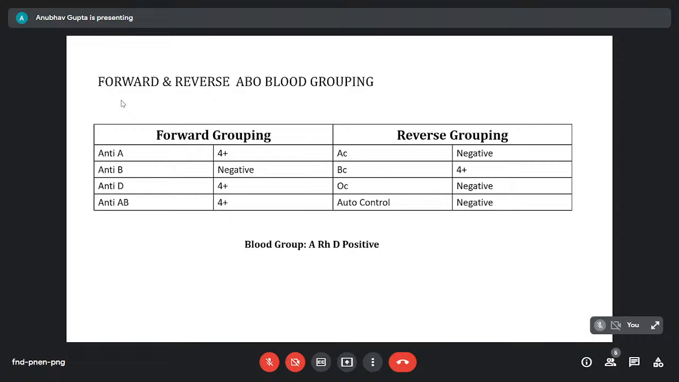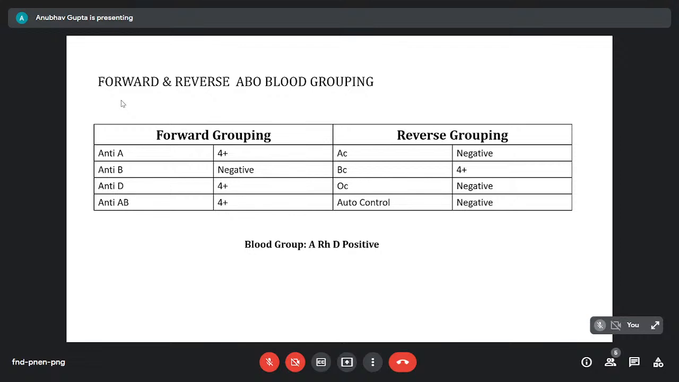Anti-D tells about the D antigen, and basically we are cross-checking the A antigen with anti-AB. So if A antigen is present, anti-AB will give the reaction. If B antigen is present, it will give the reaction. But if A and B antigens are not present, anti-AB will give a negative reaction. But the opposite happens in reverse grouping.